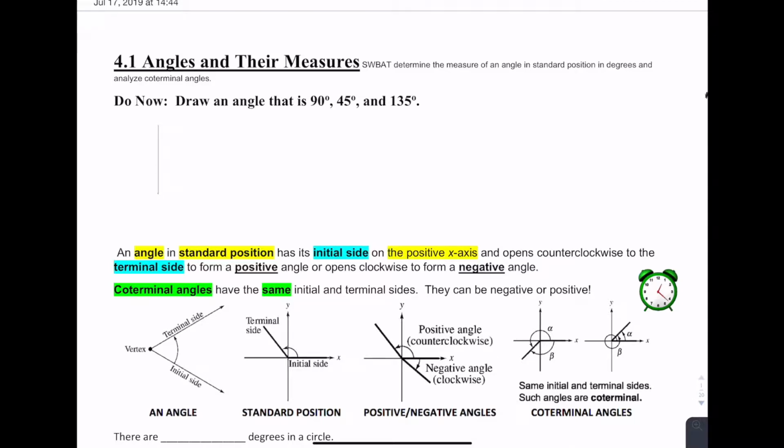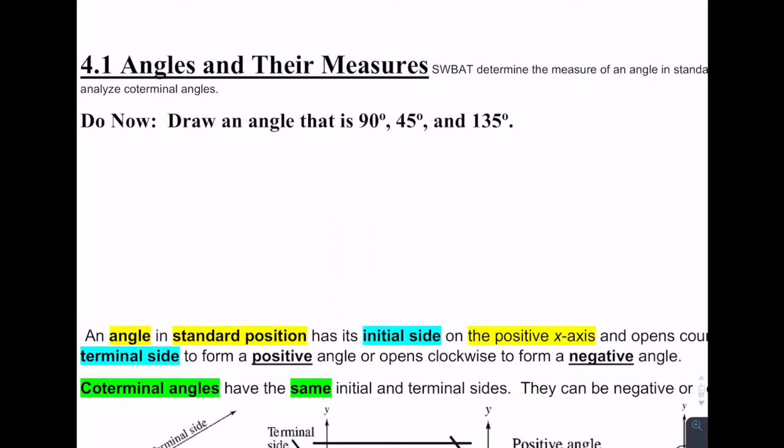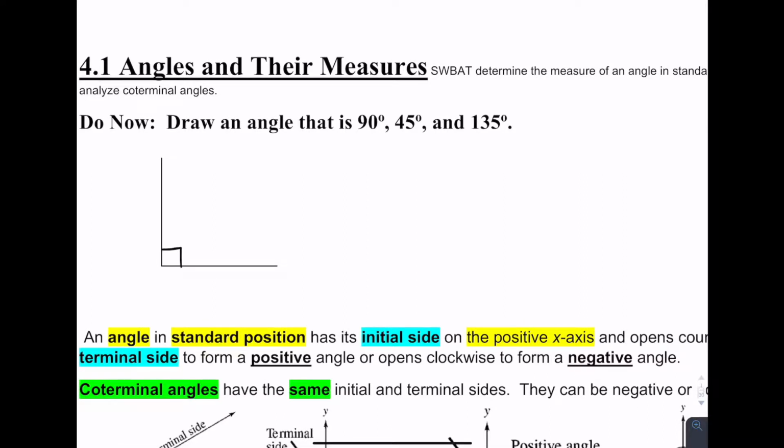Okay. So my pen's a little too thin. Sorry. So let me make this a little darker. So a 90-degree angle would look something like that. So that would be 90 degrees. All right. A 45-degree angle is about half of 90. So there you go, your 45-degree.